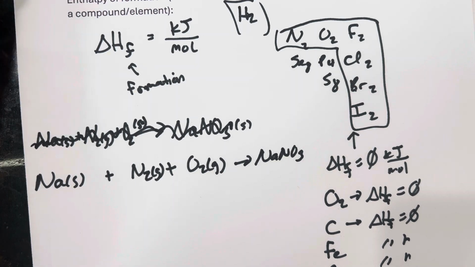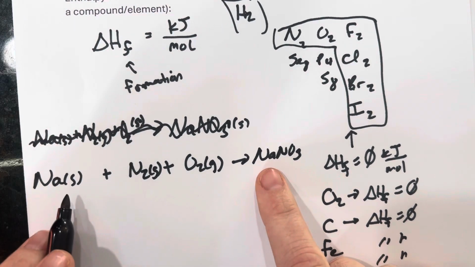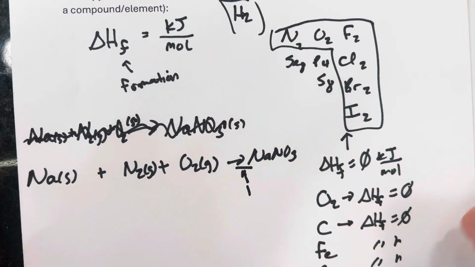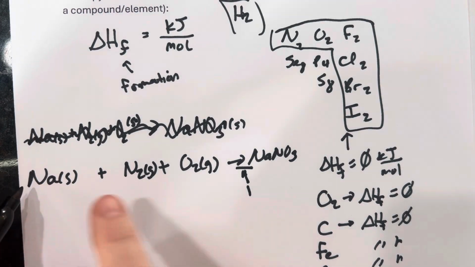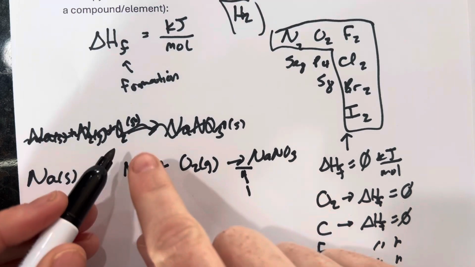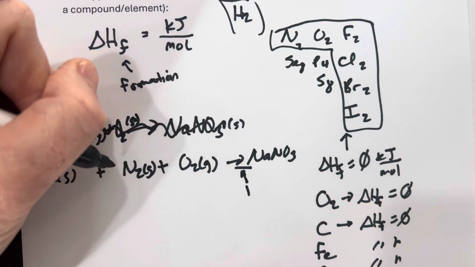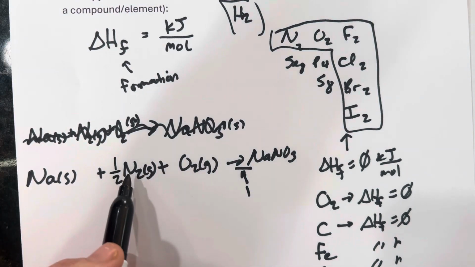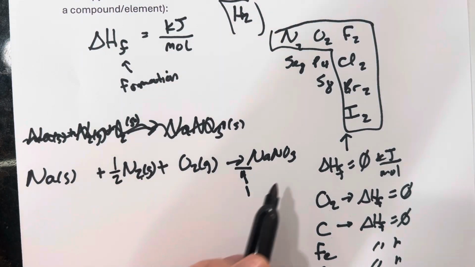Okay, so now you balance it, but you want to keep this as 1. This is that one time where we balance it and we use fractions, right? So if there's 1 sodium, there's 1 sodium. If there's 1 nitrogen over here, you have to find a way to get 1 nitrogen over here. So in order to do that, you would have to say 1/2. Okay? That gives you 1, because 1/2 of 2 is just 1.